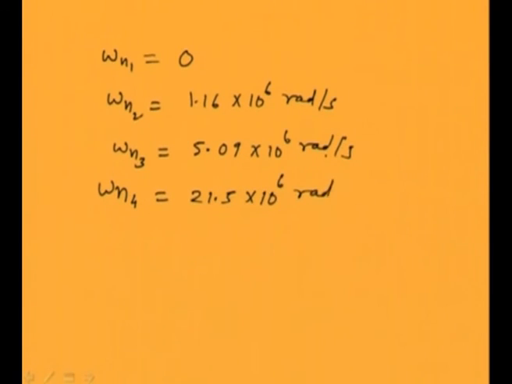10⁶ radians per second. Because in this particular case we had 4 disks, so we got 4 natural frequencies of the system. And because the ends of the shafts were free, we got one natural frequency as 0, which corresponds to the rigid body mode of the vibration.